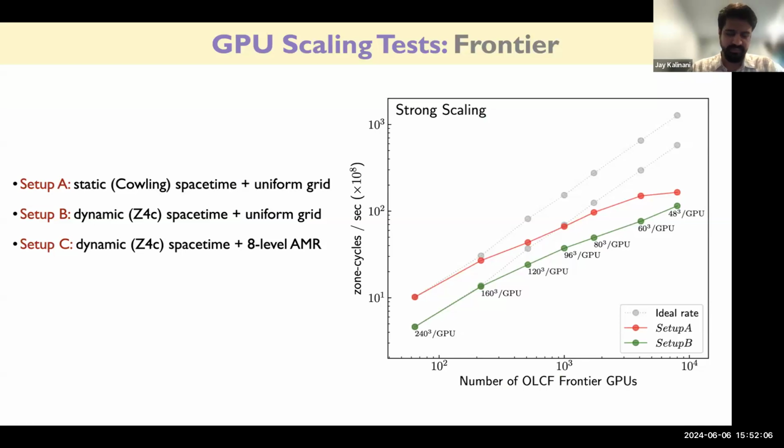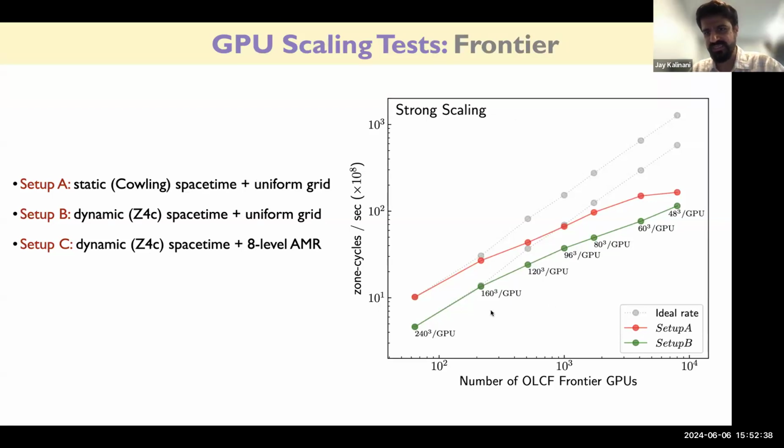After that, we did some performance benchmarks, basically on 3 different setups. This is all based on the magnetized TOV simulation I showed earlier. First, again, Cowling spacetime on a uniform grid, then a dynamic spacetime evolved via the Z4C Thorn, again on a uniform grid, and the third one considers an 8-level box-in-box AMR structure.